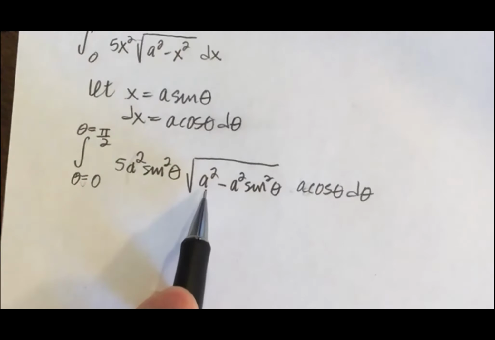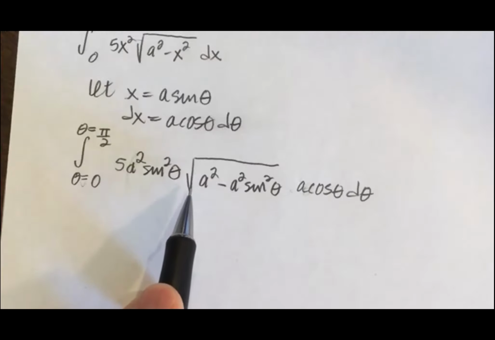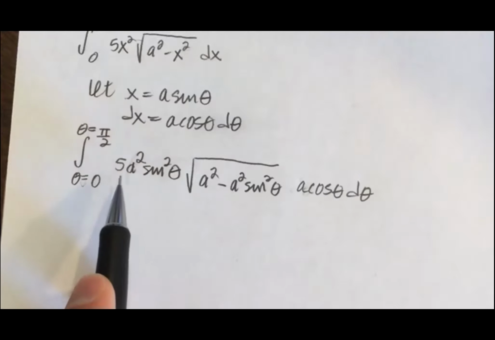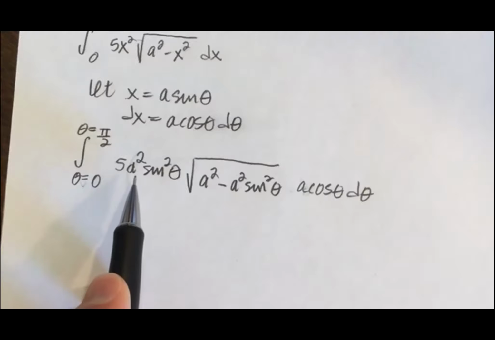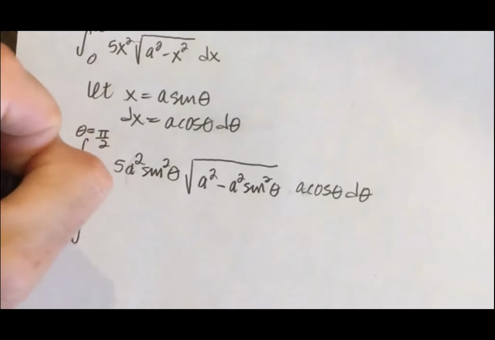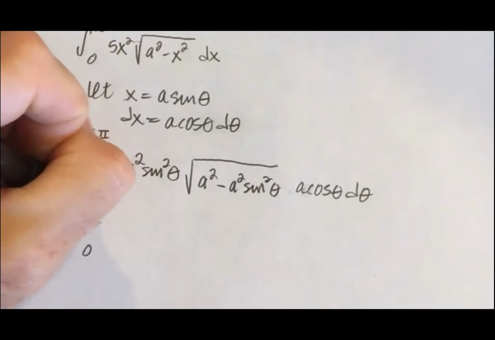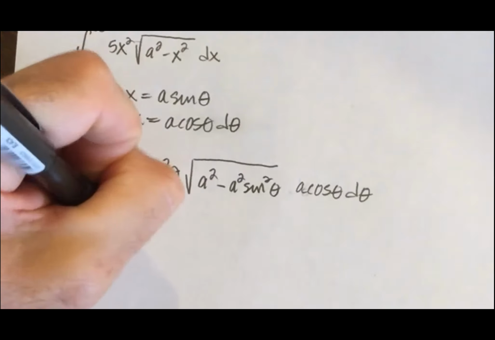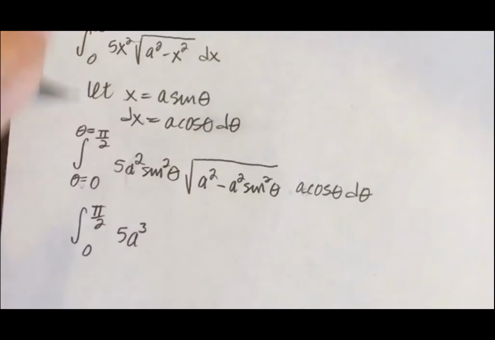There's an a squared there. There's an a squared there. I'm going to factor it out. I'm going to take the square root. I'm going to remember that I might have a problem if a is negative, but I'm not going to care. And I'm just going to put it with this a right here. Okay, so here's what I got. 0 to pi over 2. That's 5a cubed now.